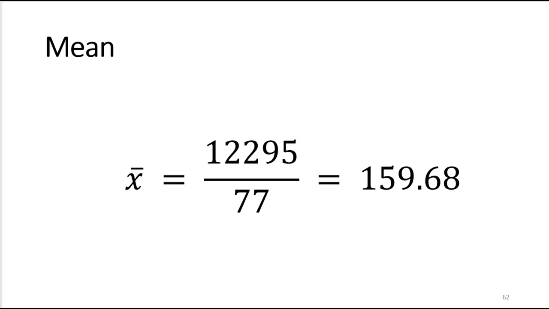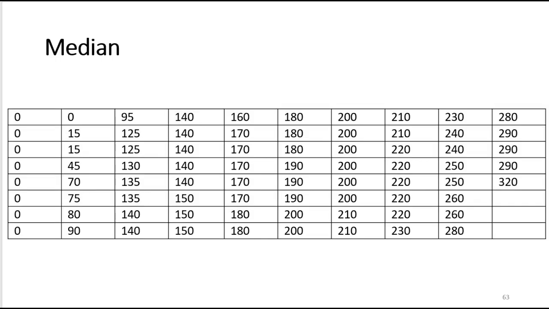Next, we're going to look at how to calculate the median. To calculate the median, the first thing we do is arrange the data from smallest to largest. So notice here in the table we have the data arranged from smallest to largest. Next, we find the middle number of the arranged data. In this case, there is an odd number of data points, and the middle number is 180. Therefore, the median is 180.